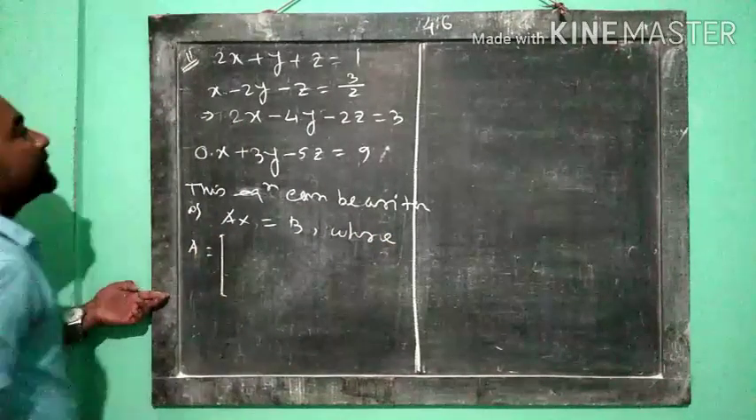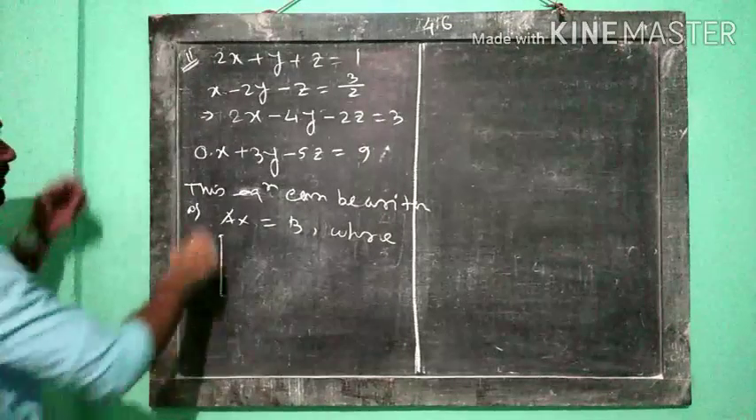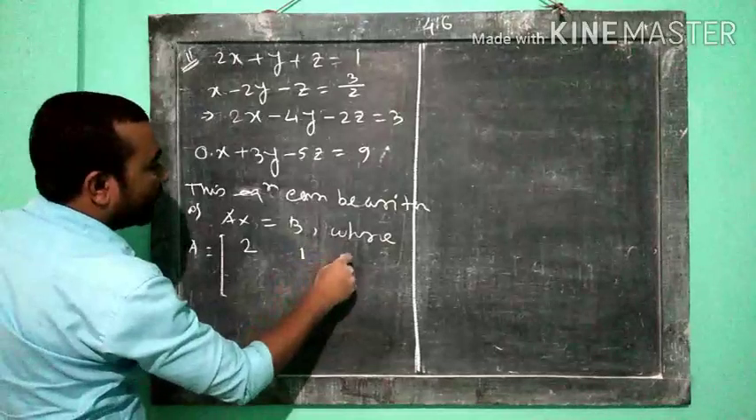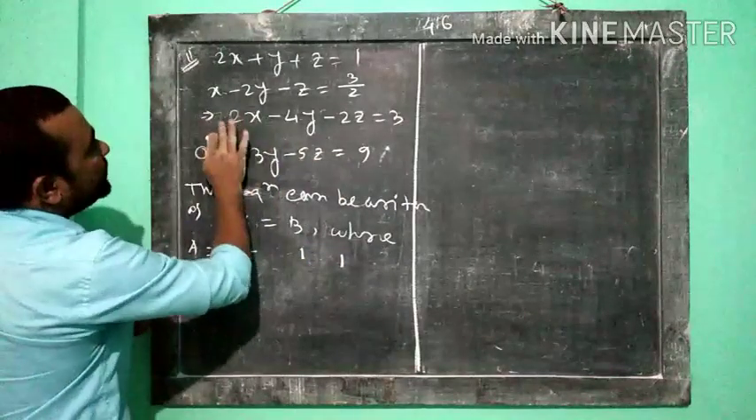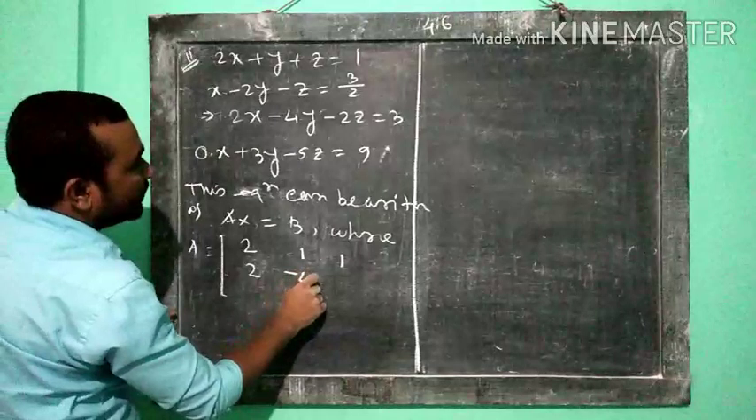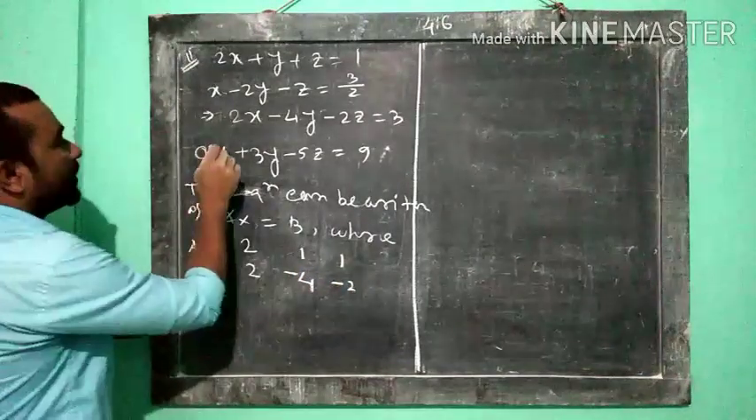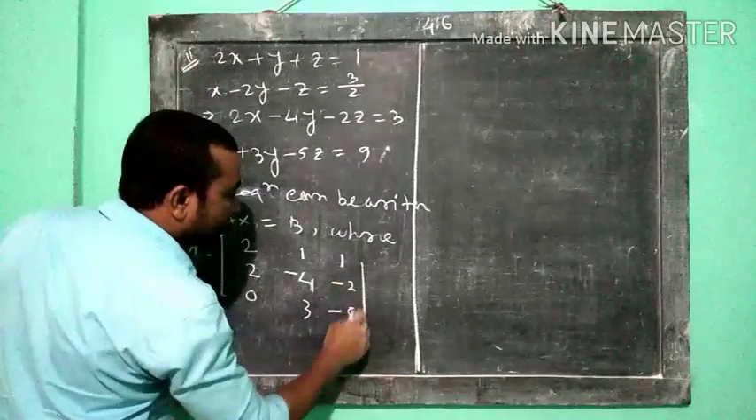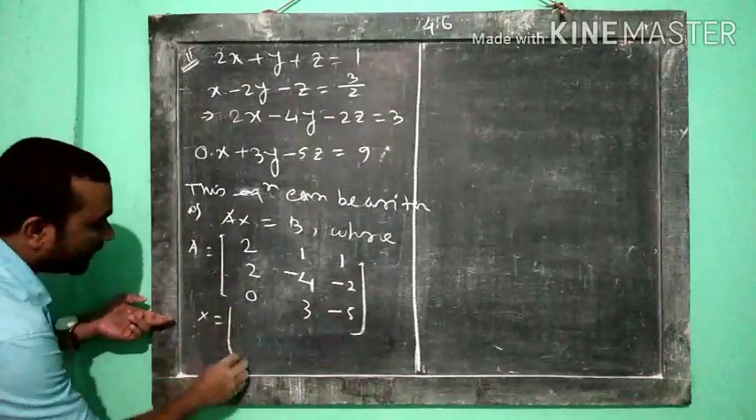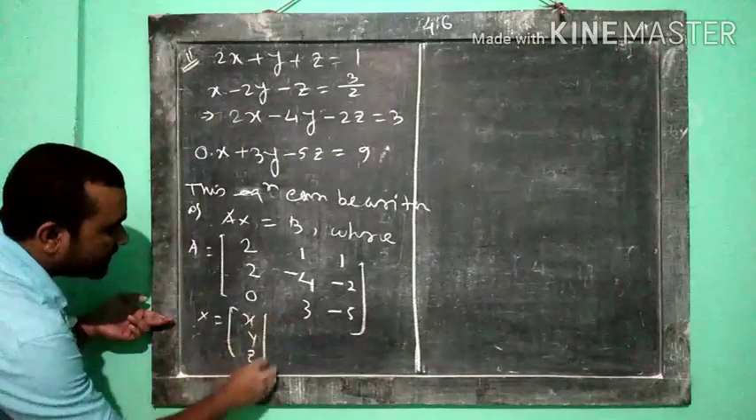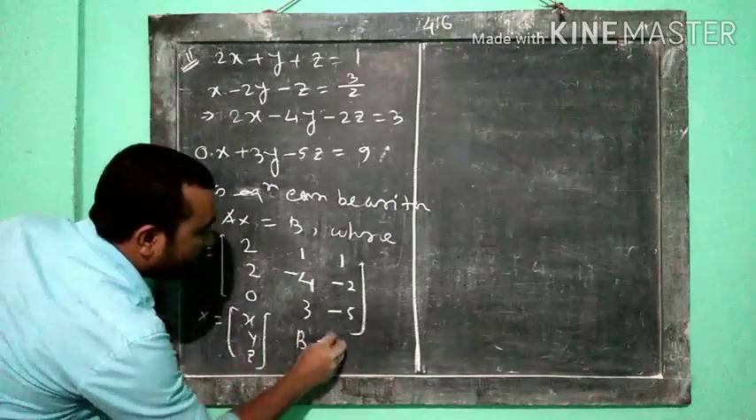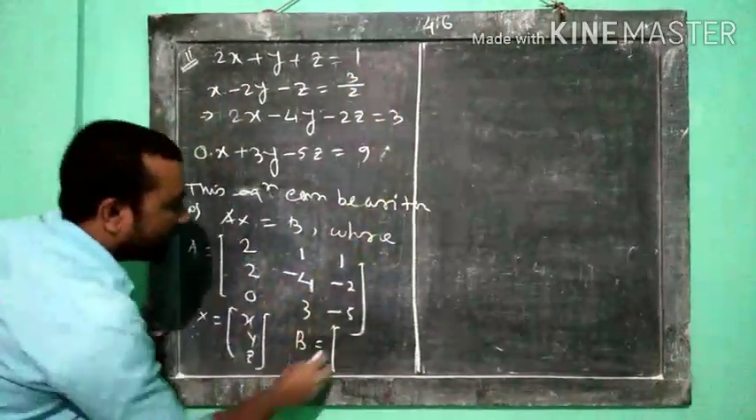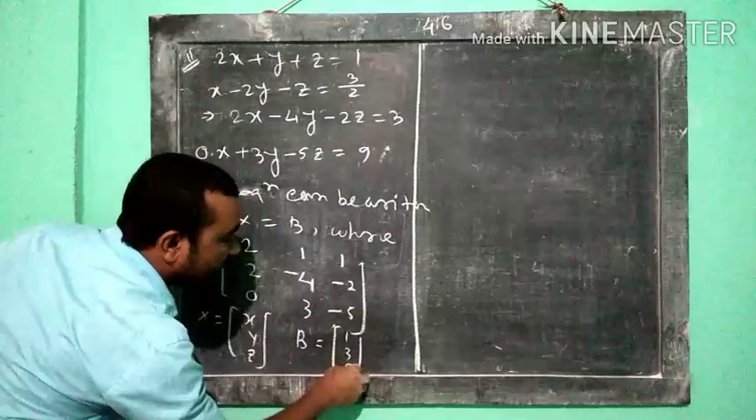Where A equal to the coefficients of x, y and z. So A equal to what? First row is 2, 1, 1, and second row is 2, minus 4 and minus 2, and third row is 0, 3, and minus 5. And X equal to x, y, z, and B equal to what? B equal to the constants. What are the constants? 1, 3 and 9. So write here 1, 3, 9, this is the B.